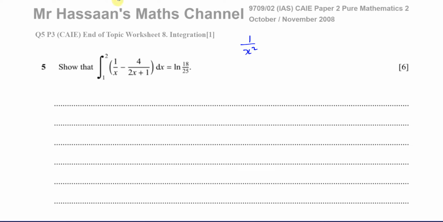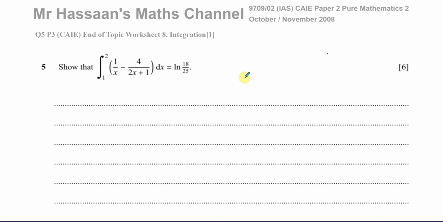But if you have 1 over x, that's like 1 over x to the power of 1, which becomes x to the power of minus 1. And if you try to integrate that in this way, you end up with adding 1 to the power and then dividing by the power, and then it doesn't work. So that was one of the types of expressions we were not able to integrate in P1.